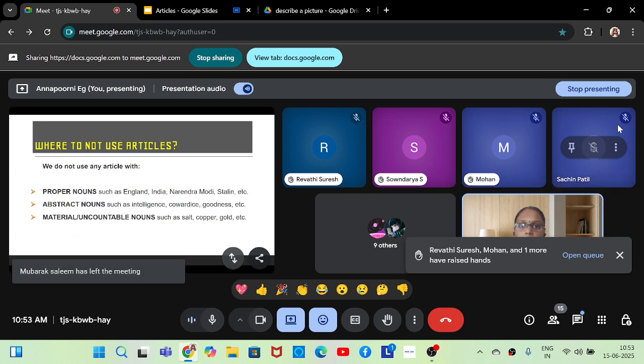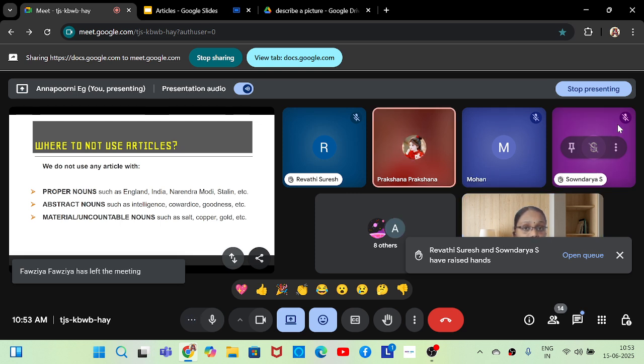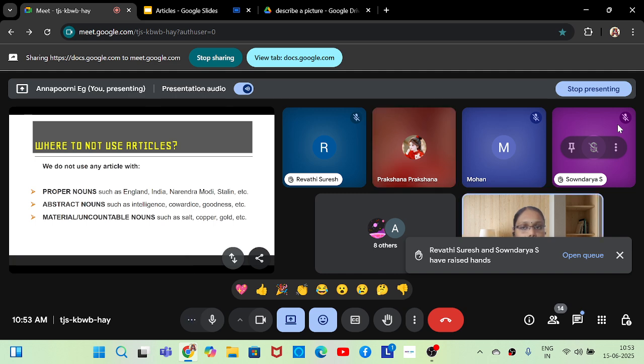Can you give an example? Prakshana? He is an honest man, ma'am. He is an honest man. Okay, fine. The letter is a consonant. H is a consonant, but H is silent, so we are using an. As the sound is O, we can say that he is an honest man. Okay, very good. These kinds of examples. Do you want to try, Akshaya?